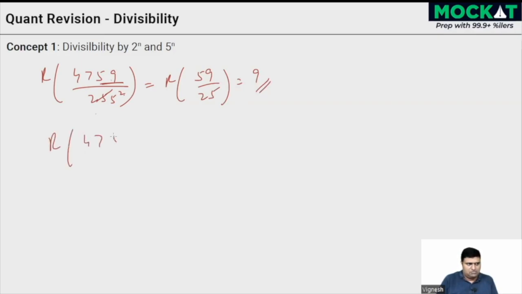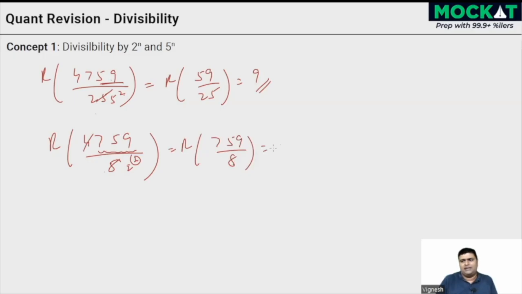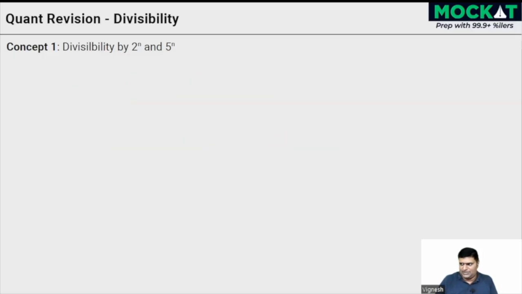What if I'm required to find for 8 over here? I'm concerned only about the last three digits, because 2 cube over here, the power is 3, last three digits, ignore 4. So it's remainder of 759 by 8. 8 nines are 72, left with 39, and 7 is what we get. 7 becomes the answer here.